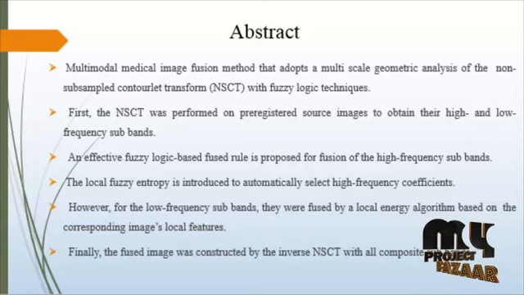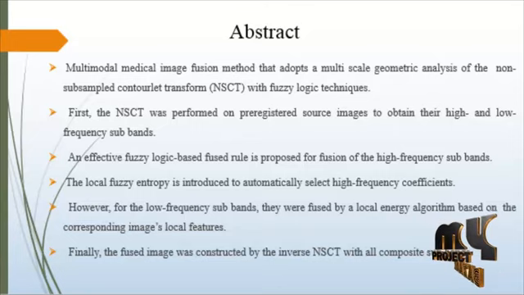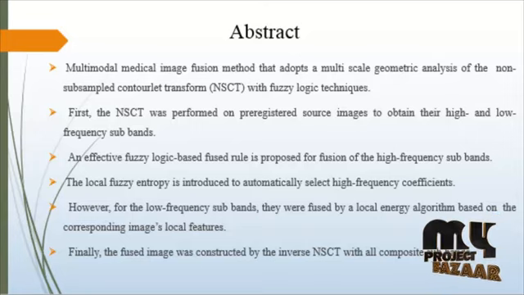First, the NSCT was performed on pre-registered source images to obtain their high and low frequency subbands. The NSCT inherits the advantages of the CT while also possessing shift invariance and effectively suppressing pseudo-Gibbs phenomena. Thus, the NSCT is more suitable for image fusion. The key problem in transform domain based fusion algorithms is the selection of fusion rules. For low frequency coefficients, the simplest way is to take a weighted average of the coefficients.